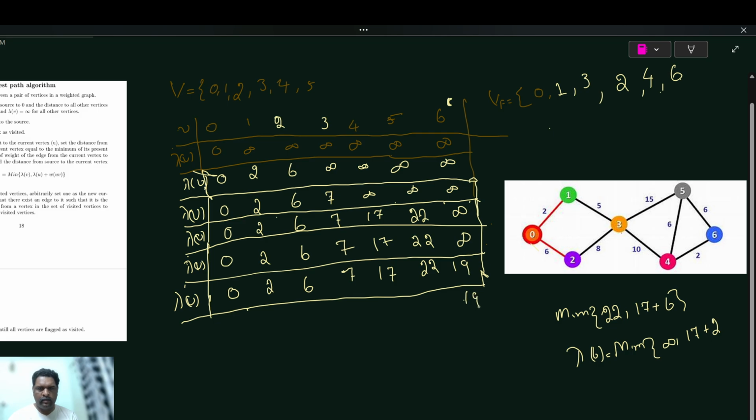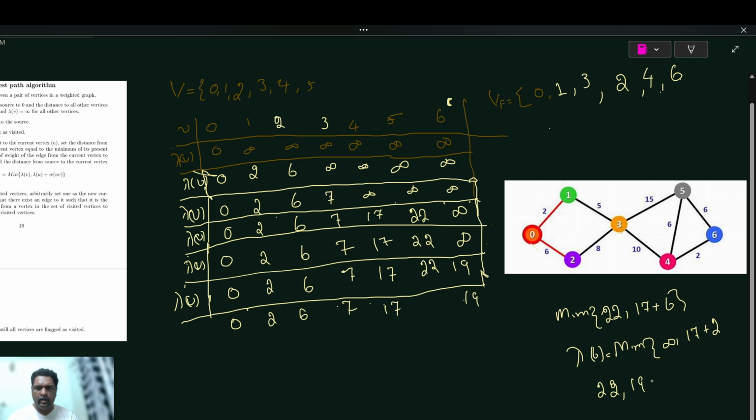It is 19 here, and for the vertices which are not adjacent to 6, the lambda value is not going to change, and therefore these values remain as they are. And for 4 and 5 we have to recalculate. For vertex number 4 the current value is 17, the lambda value for vertex 6 is 19, so 19 plus something is always greater than 17, so it remains as 17 itself.